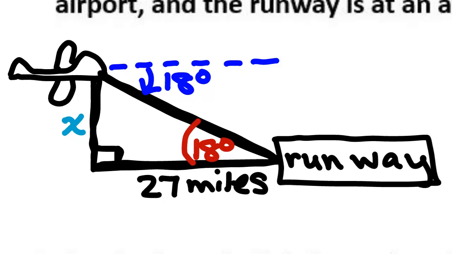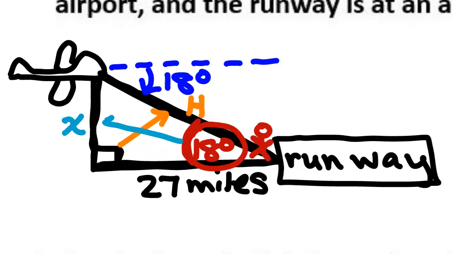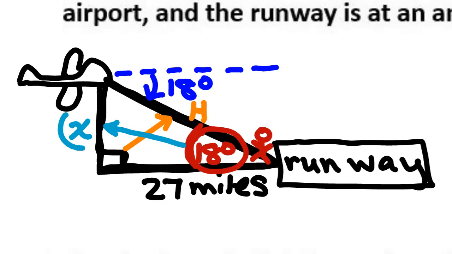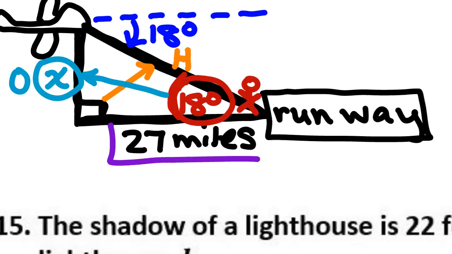So I'm going to circle my angle. I'm going to label my sides based on standing at this angle. This side over here is the hypotenuse. We don't know how big the hypotenuse is, and we're not looking for it. We are looking for the elevation of the plane, which is our opposite side over here. And we have the adjacent side, which is 27 miles.